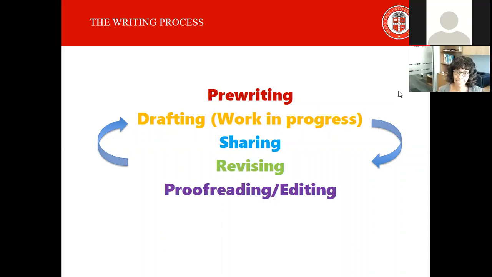And then you'll be revising also as you're going through this drafting process. So those arrows are showing that this is all recursive. This is a process that you'll be going through, this drafting, sharing, revising. And you will want to go through multiple drafts.